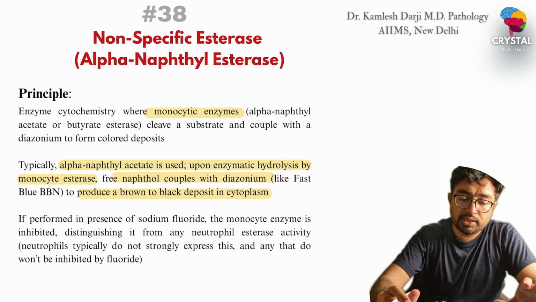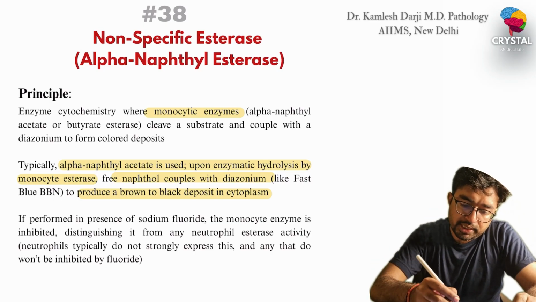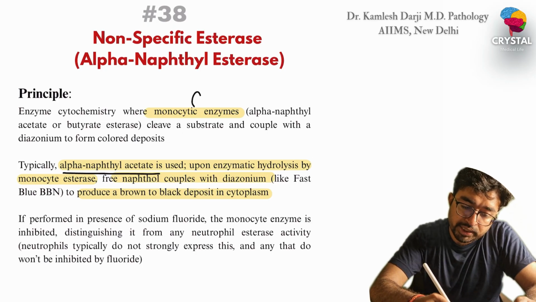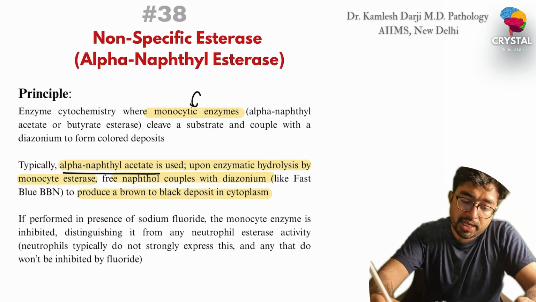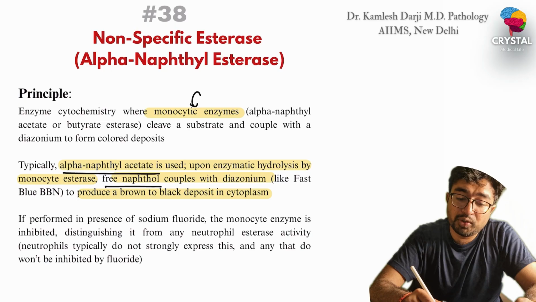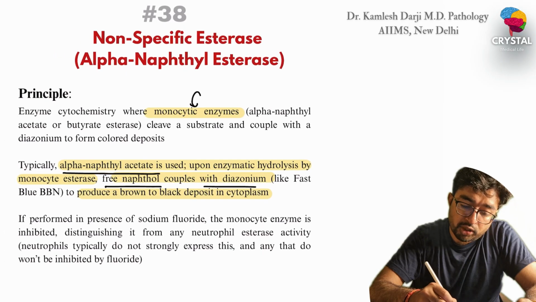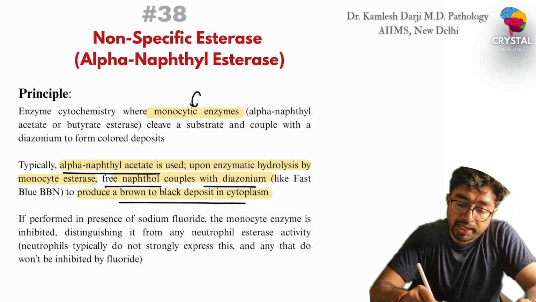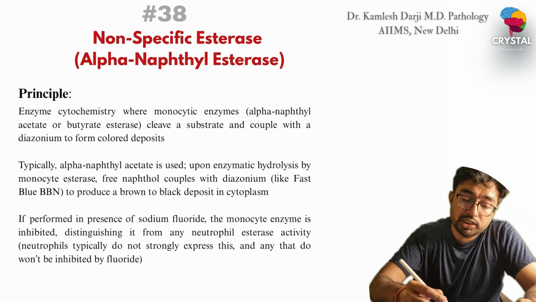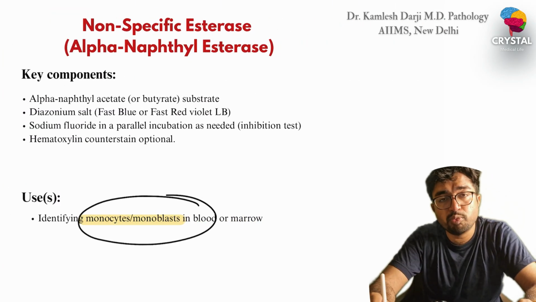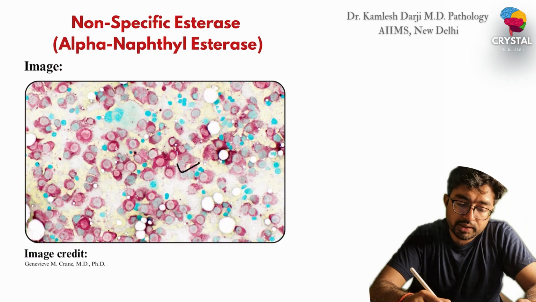Similarly, for the non-specific esterase, there is a substrate called alpha naphthyl acetate, and it is broken down by the monocytic enzymes. It will also release the naphthol, which couples with the diazonium, which is fast blue, and it produces a brown to black deposit in the cytoplasm. It is specific for the monocyte or monoblast. So you can see red color.